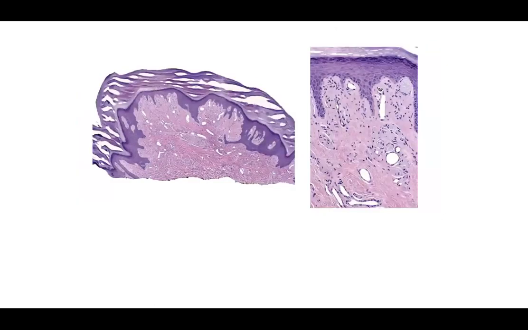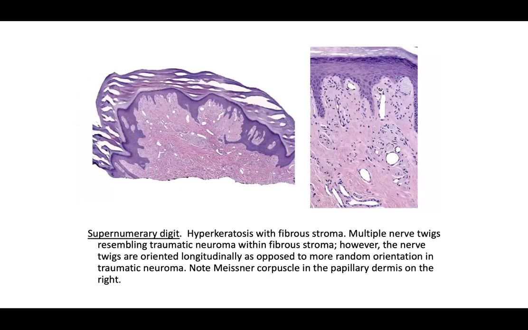What's your diagnosis? So you could probably tell you were in acral skin with that abundant hyperorthokeratosis. You can appreciate the fibrostroma underneath it. So this is a supernumerary digit.